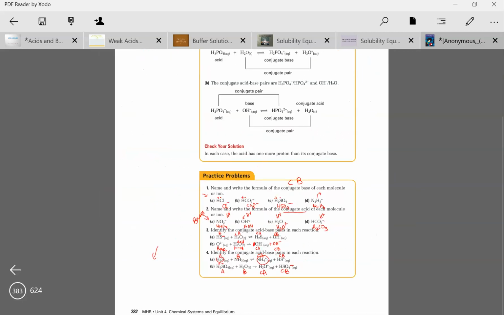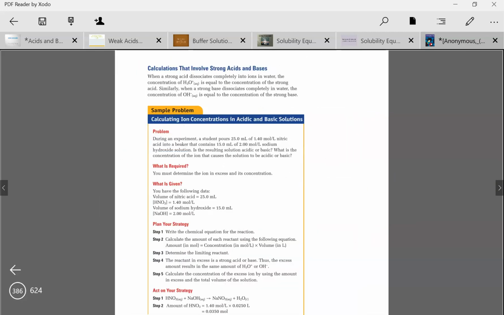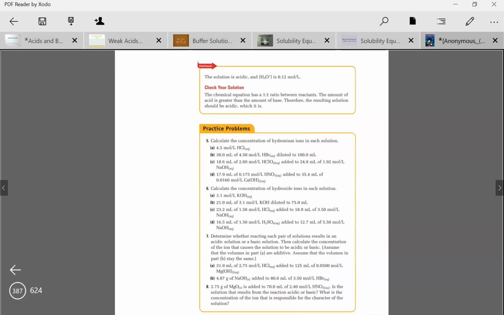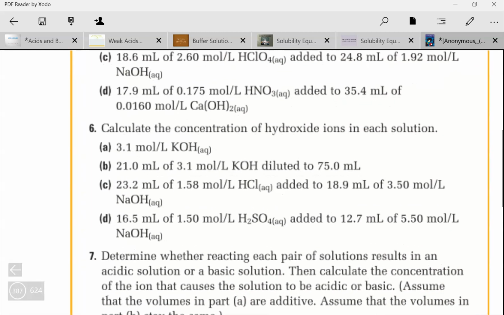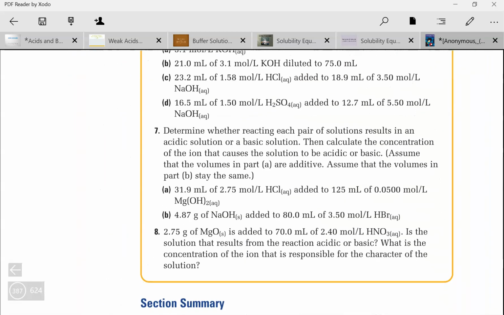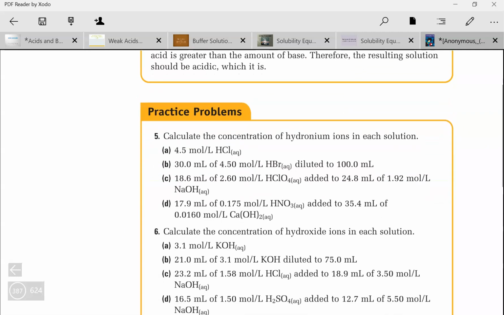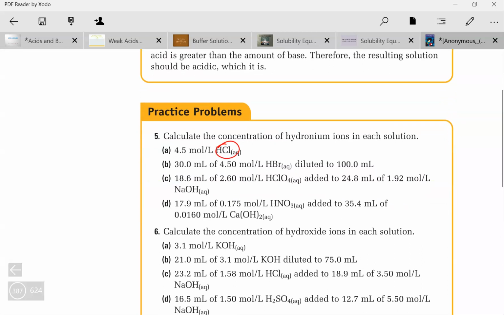We're actually going to skip to this page where we had to calculate the concentration of hydronium ions. Well, strong acid, so the concentration of H plus or H3O plus is the same as the concentration of acid, so H plus or H3O plus is 4.5 mole per liter.